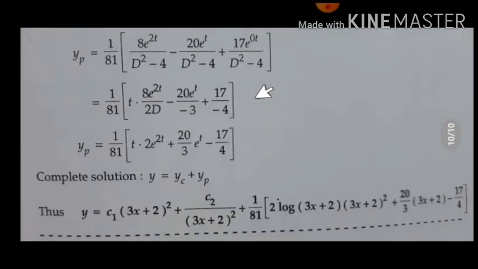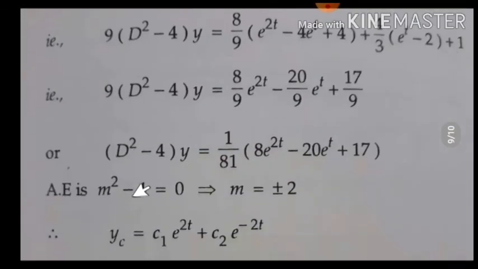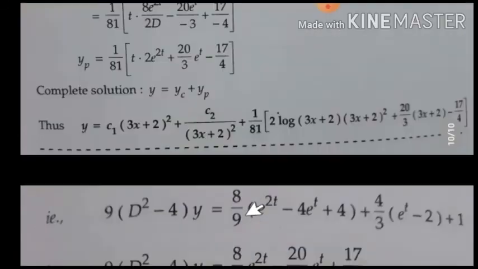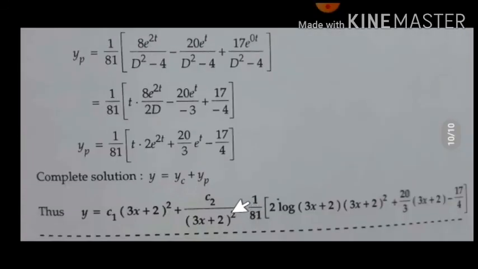So here c1, e to the power of 2t. So e to the power of t, I am writing as 3x plus 2 whole square. Here again e to the power of t. See here how I am moving the cursor. This e to the power of t term I am writing as 3x plus 2 whole to the power of minus 2. So minus 2 can be brought to the denominator, becomes plus 2. Plus 1 by 18, in place of t, log of 3x plus 2.